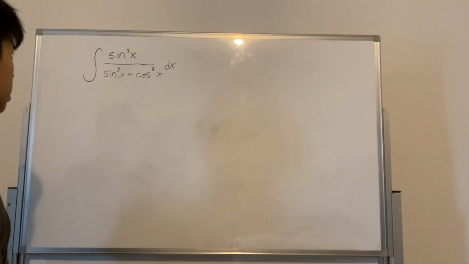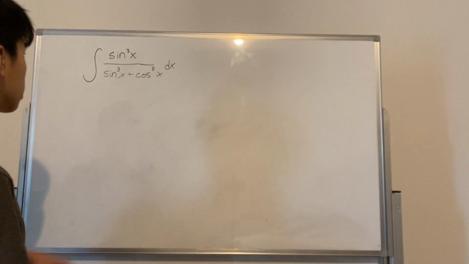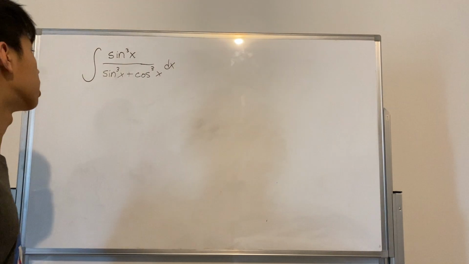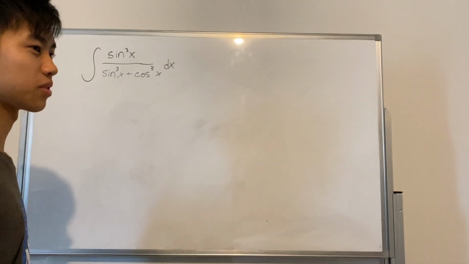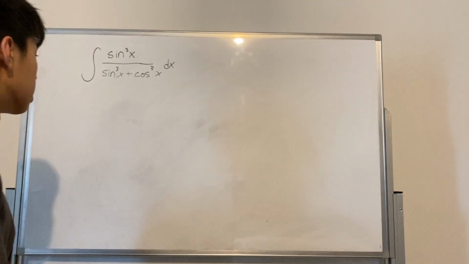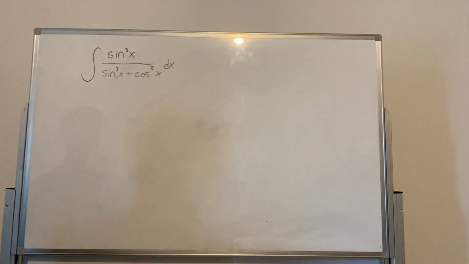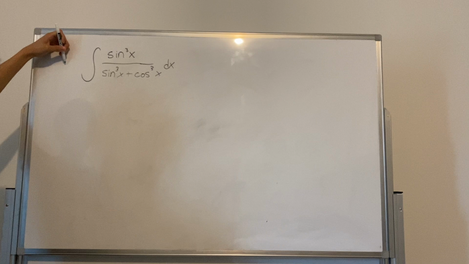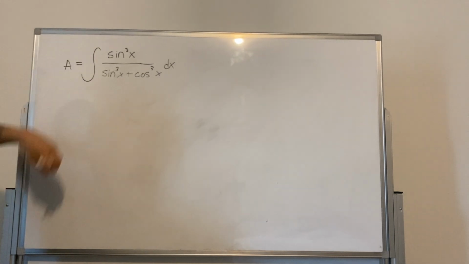Hello YouTube. Today we will be covering how to find the integral of sine cubed over sine cubed plus cosine cubed dx. The last time I uploaded this video, I made a really dumb algebra mistake, but I'll be correcting it this time. So we'll set this integral equal to A.